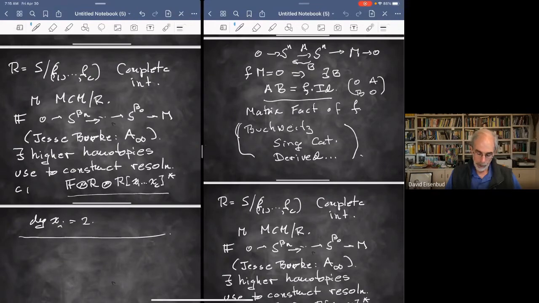From the point of view of A-infinity algebras, this is really using the A-infinity module structure on M over the A-infinity algebra, the rather trivial A-infinity algebra, which is the Koszul complex of the F's. So that's a general construction. And the problem is that it's almost never minimal.